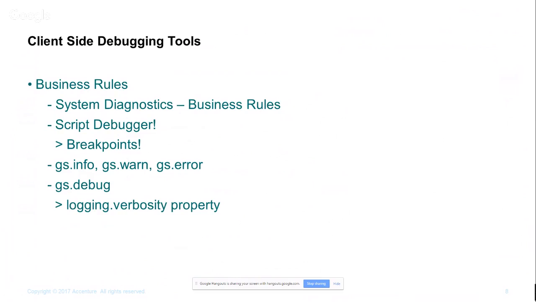Then of course your general scoped logging types: info, warn, and error. We'll talk a little bit about debug and how to turn it on, gs.debug, since there seems to be a little bit of a mystery around this animal itself.